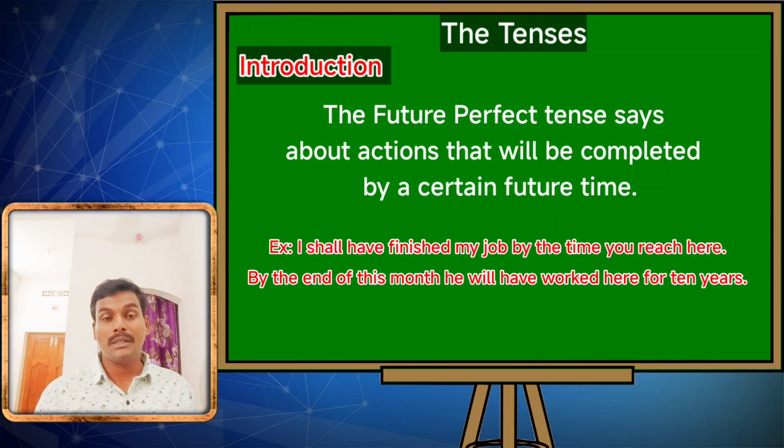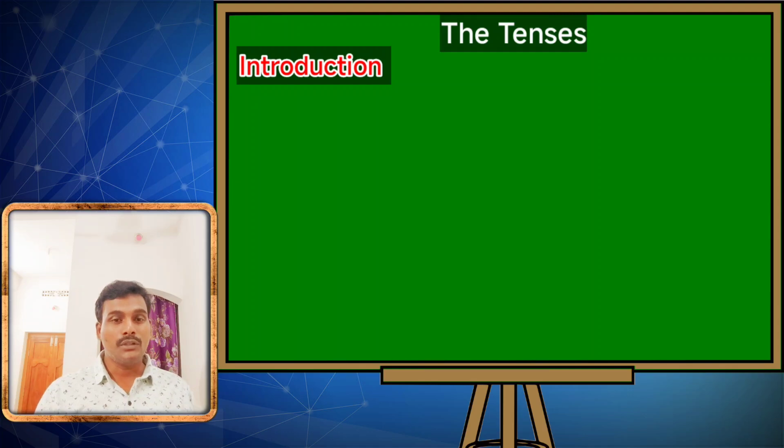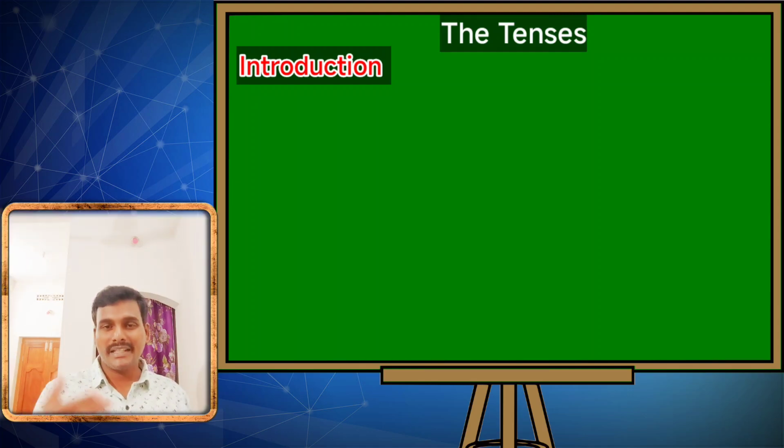You can see another example. He will have worked here for 10 years by the end of this month. Meaning by the completion of this month, he finishes his 10 years tenure in this place. Okay, I hope you got it. They are perfect tenses like present perfect, past perfect, and future perfect. And of course, I described it lightly.